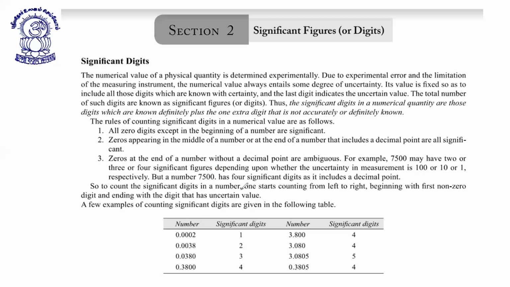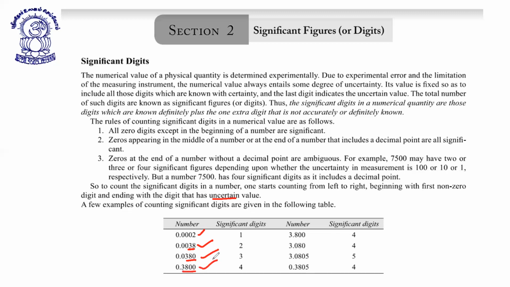Now, to count the significant digits in a number, one starts counting from left to right, beginning with the first non-zero digit and ending with the last digit that has a certain value. Let's see a few examples. Consider 0.0002. The number of significant digits is 1, because the zeros before and after the decimal are not significant. Second, 0.0038 has 2 significant figures, because the zeros before the decimal and after the decimal are not significant. Next, 0.0380 has 3 significant figures. Next, 0.3800 has 4 significant figures.